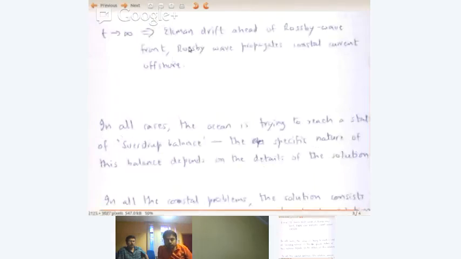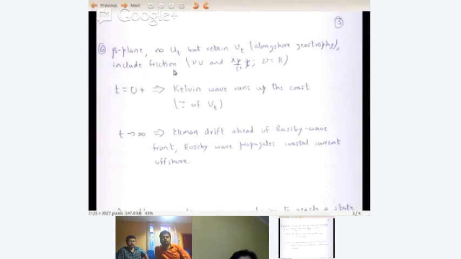The last solution is what we looked at today. Beta plane, no UT, but retained VT. This is a longshore geostrophy. This is the most interesting of the cases, because this is something we are interested in. What happens when you have a Kelvin wave propagating poleward along an eastern ocean boundary? West coast of India or the eastern boundary of the Bay of Bengal? We include friction too, nu V and kappa P by C squared, but we set nu equals kappa.